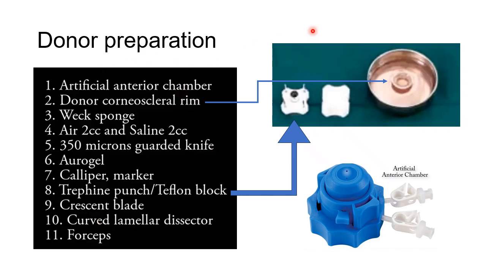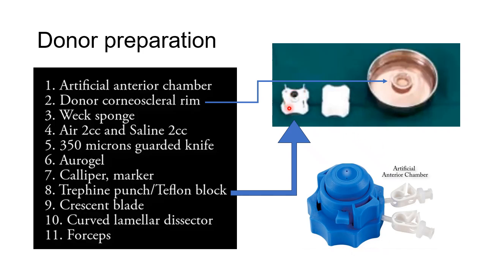Now what you have to note is that among the specialized instruments, you need an artificial anterior chamber. This is required to prepare the donor tissue. So that is why this is a specialized surgery. We do not need an artificial anterior chamber for a DALK or a PK, but it is required in cases of DSEK and DMEK both.